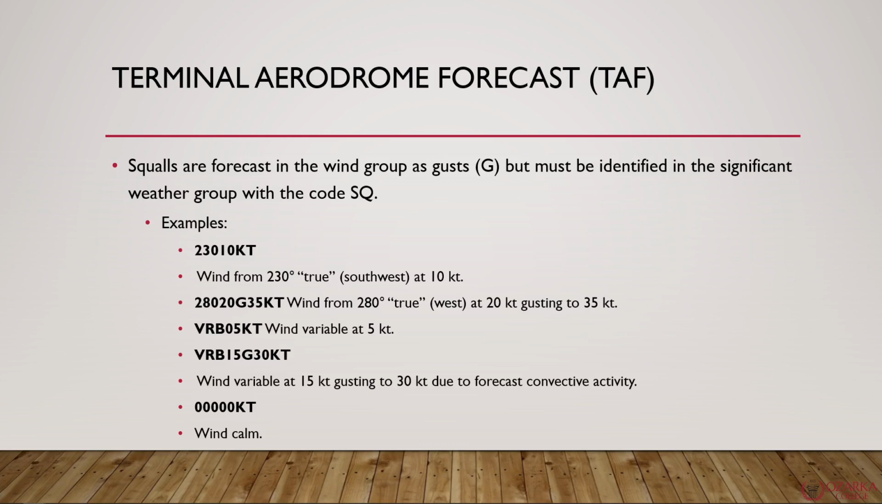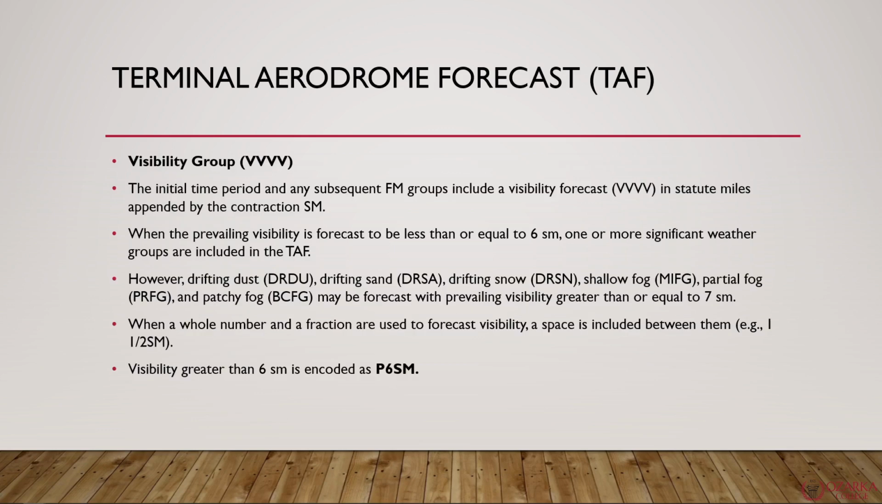280, and then down the next one, the winds are 280, 20, gusting 35 knots. Variable, VRB, 5 knots. Wind is variable at 5 knots. Variable 15, gusting 30 knots. The wind is variable, meaning it's changing direction by 30 degrees or more, and it's blowing 15 and gusting 30. When you see 0000 KT, that means the wind is calm. Visibility group's the same.